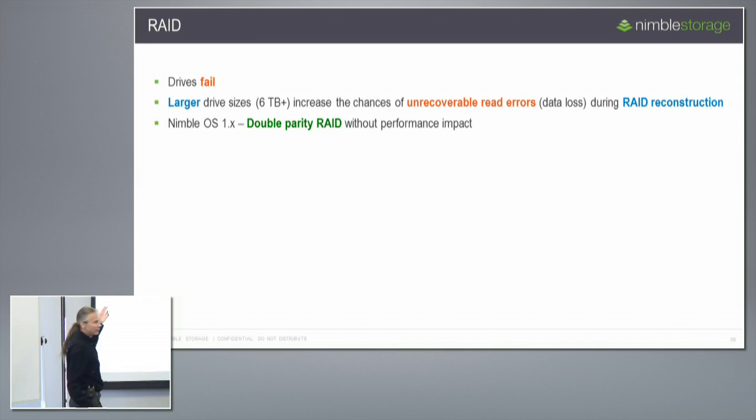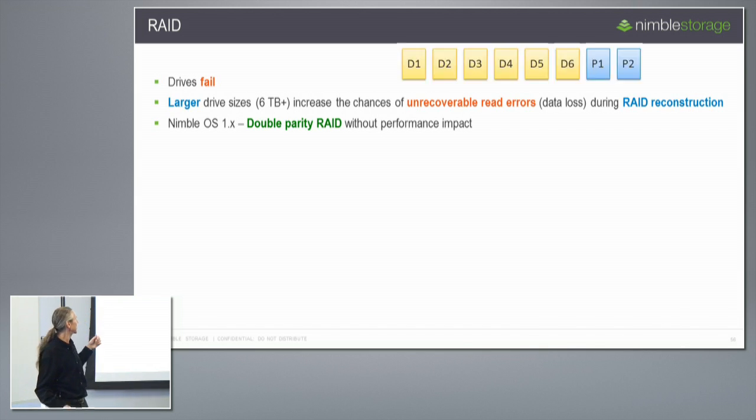So with NimbleOS 1.x, we offered double parity RAID, and we do it without performance impact. I will explain how. Here's the diagram that describes it on top. It shows six disk drives, but that's not necessarily the RAID size that we use.